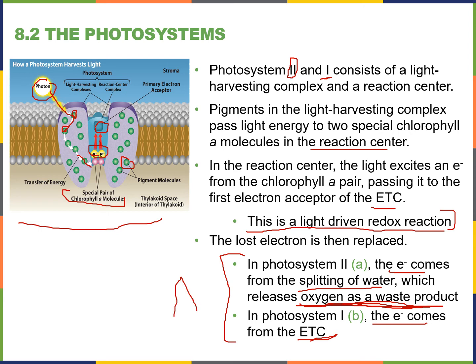So again, this is a really great test question and quiz question. Where do the electrons come from in the different photosystem complexes? In photosystem 2, the electron comes from the splitting of water, and in photosystem 1, the electron comes from the electron transport chain. Really important to know.